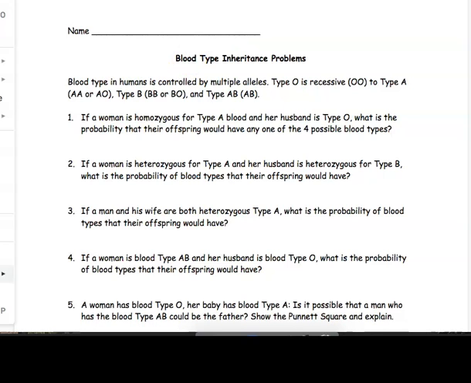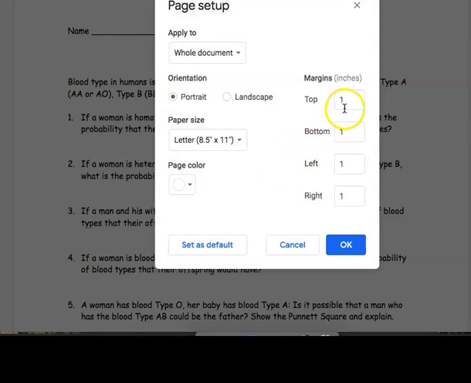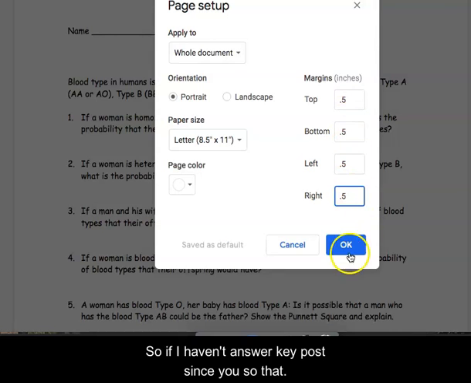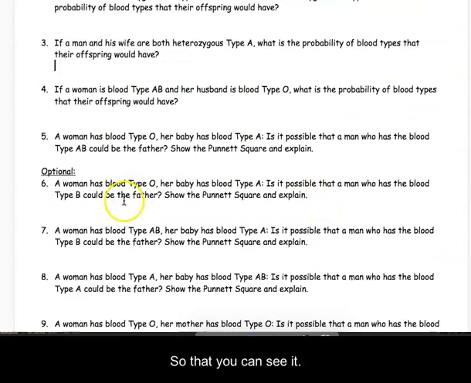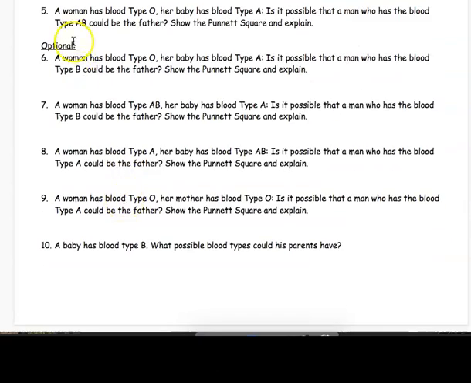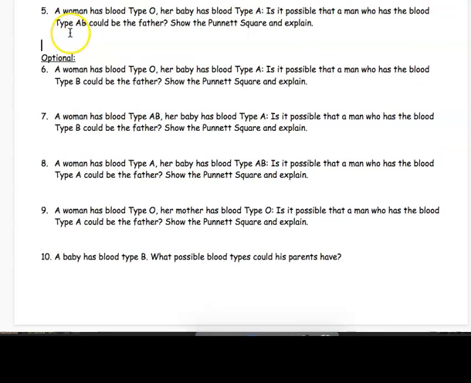That did not go well. What happened? I don't know. So I have an answer key posted too, there we go, so that you can see it if you need. That way it's a little bit more clear.